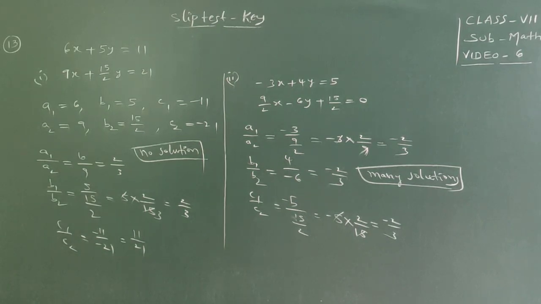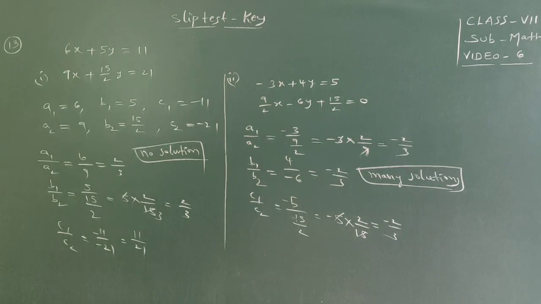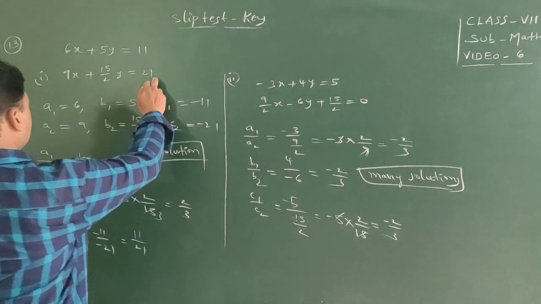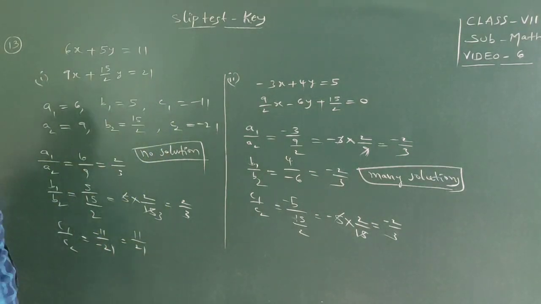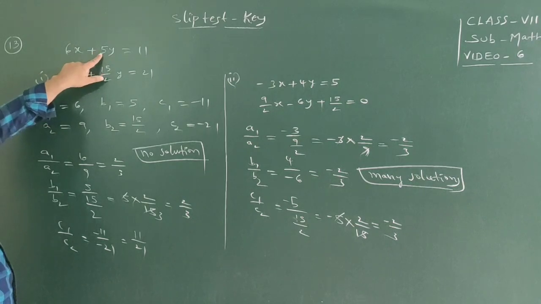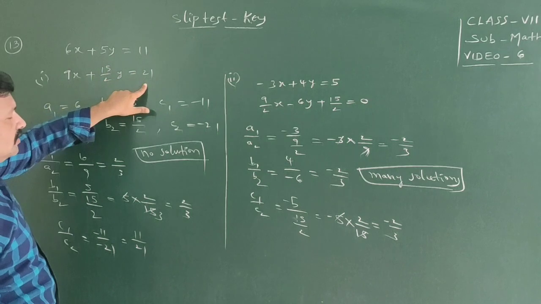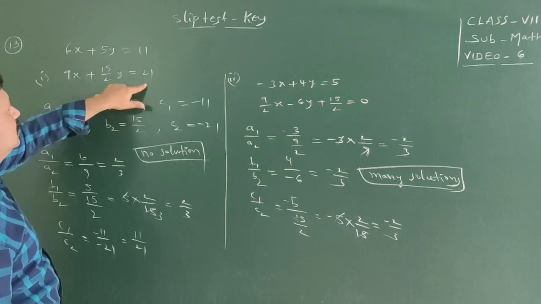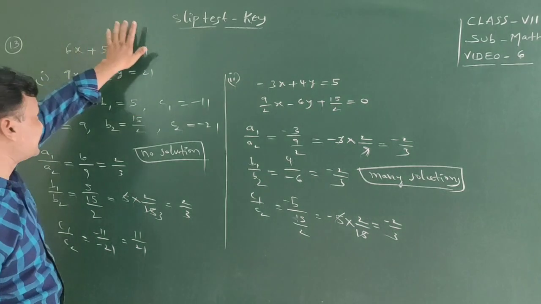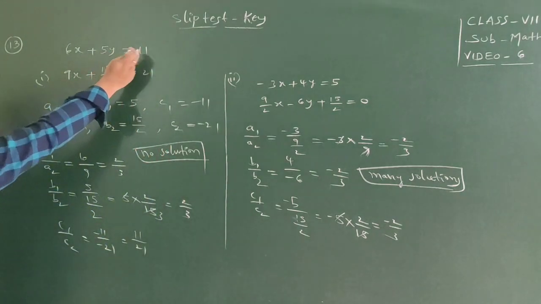6x plus 5y equals 11, 9x plus 15 by 2 y equals 21. They gave this as the first option. So here A1 equals 6, A2 equals 9, B1 equals 5, B2 equals 15 by 2, C1 equals minus 11, C2 equals minus 21, of the form A1x plus B1y plus C1 equals 0, A2x plus B2y plus C2 equals 0.